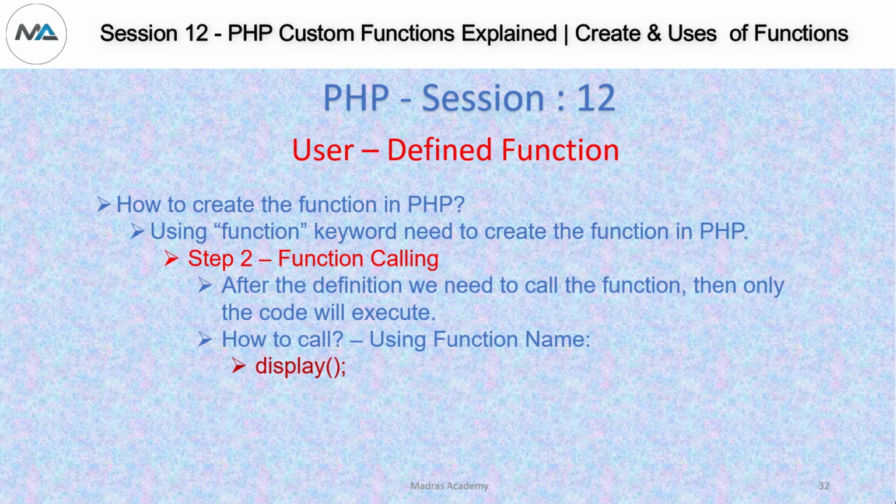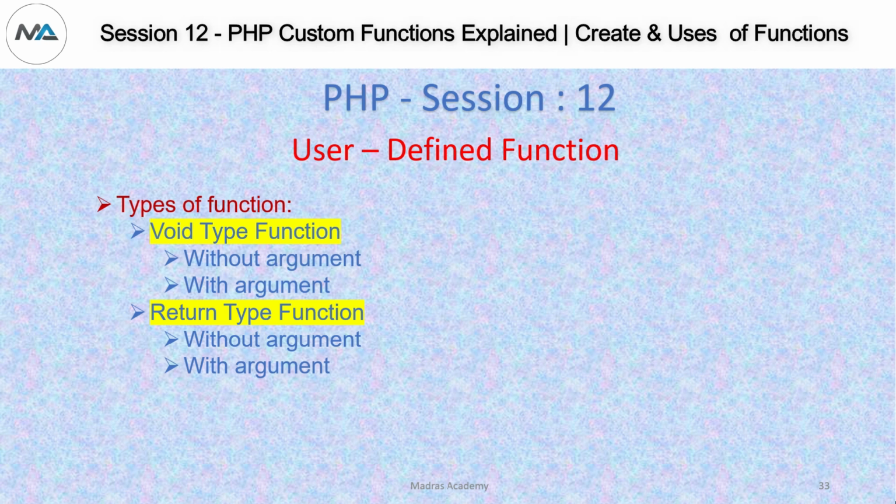Next up, types of functions. How many types of functions do we have? Void type function and return type function. In both void type and return type, we can write functions without argument and with argument. Here also we can write it. How to create the void function and the return type function, we'll see in a practical session. Before that, start the XAMPP server and open the htdocs location, and we'll start writing the code there.